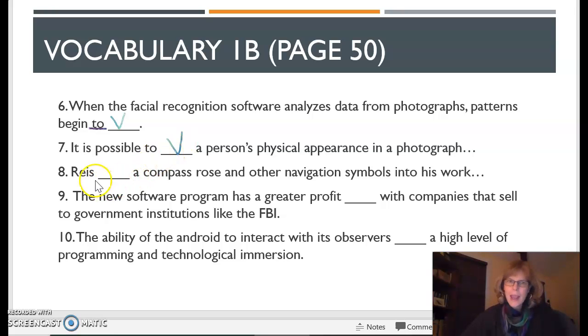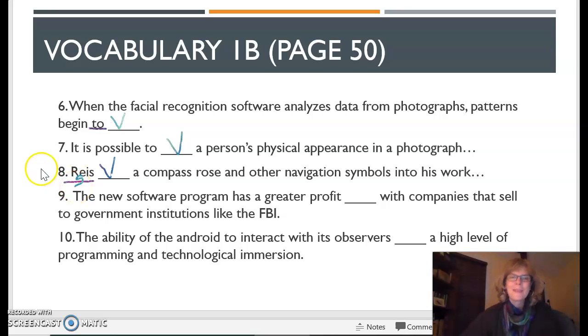Let's take a look at number 8, Reese. That's a person that we're reading about in this chapter. This person, something, a compass rose and other navigation symbols into his work. Yeah, this is a place for the main verb. Reese is my subject, the person. I need a verb to talk about his action.